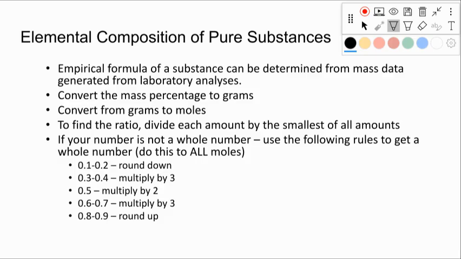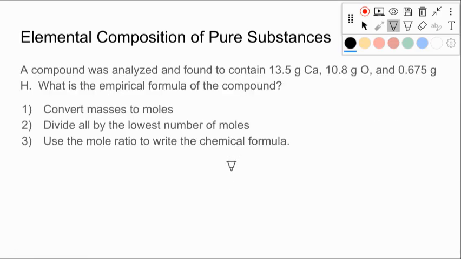Sometimes that's a whole number. Those are our happy questions. Sometimes it's not. If it's not a whole number, then I use this set of rules. 0.1, 0.2, I'm going to round it down. 0.3, 0.4, I'm going to multiply by 3, and that's going to get me close enough to a whole number that I can round it again. 0.5 is going to multiply by 2. 0.6, 0.7, again, I'm going to multiply by 3. 0.8, 0.9, I'm going to round up. I do this to all the moles, even the ones that are already a whole number ratio. When you do this to one of them, you have to do it to all of them.